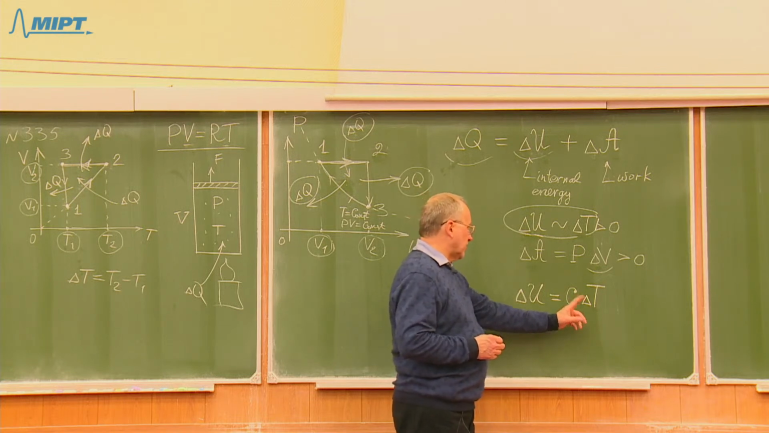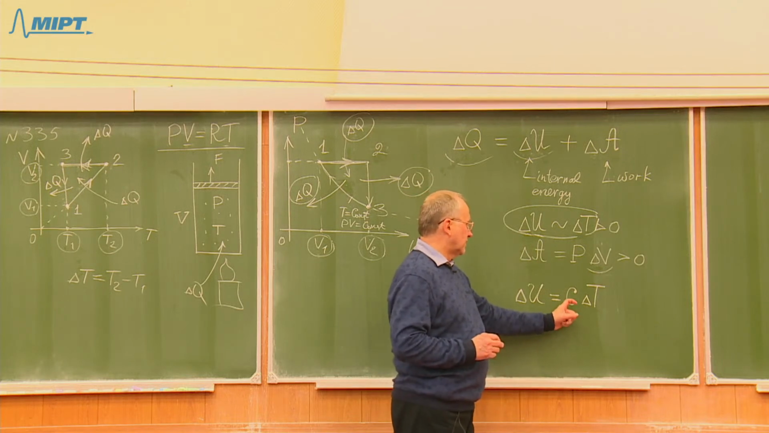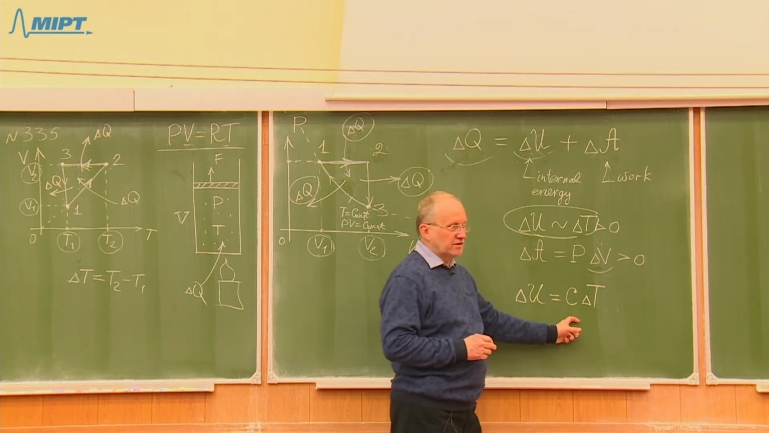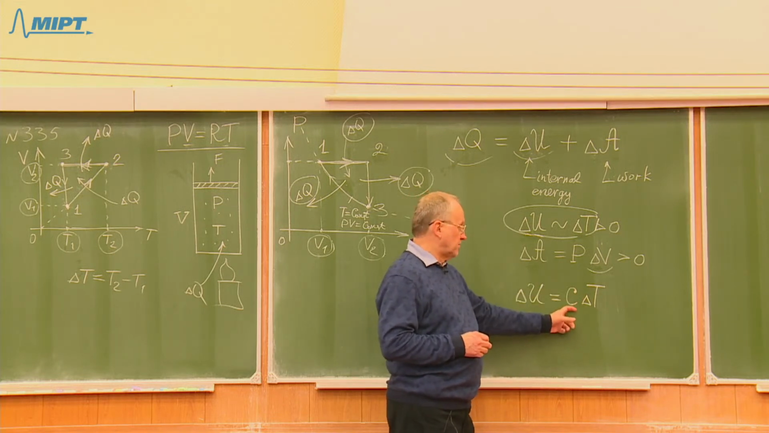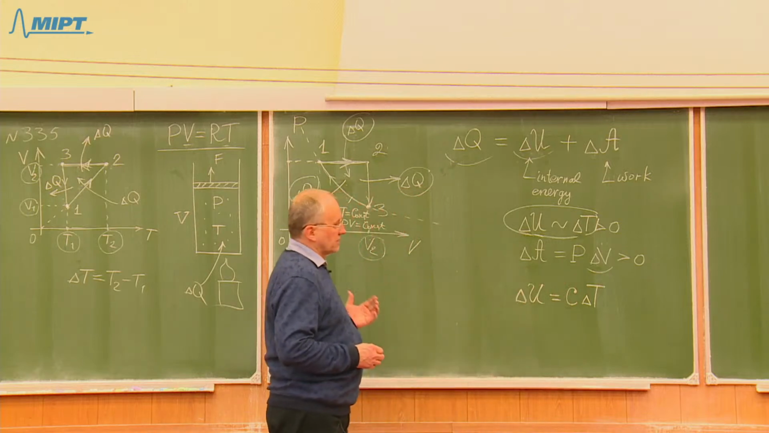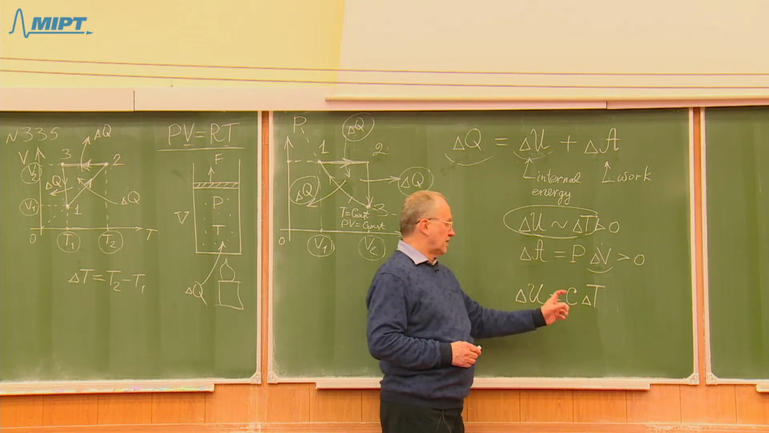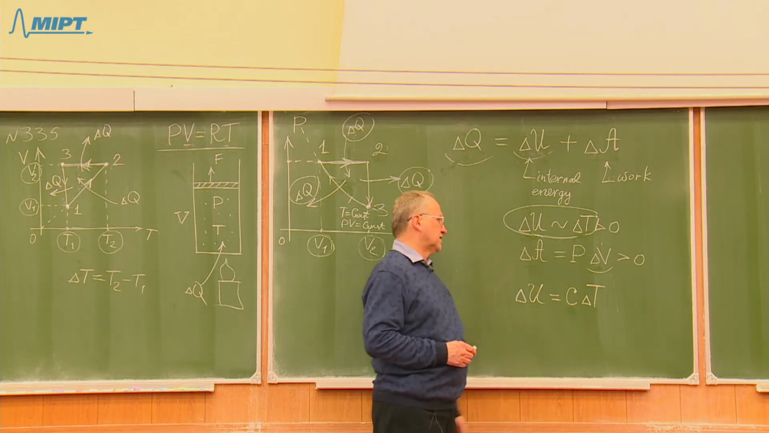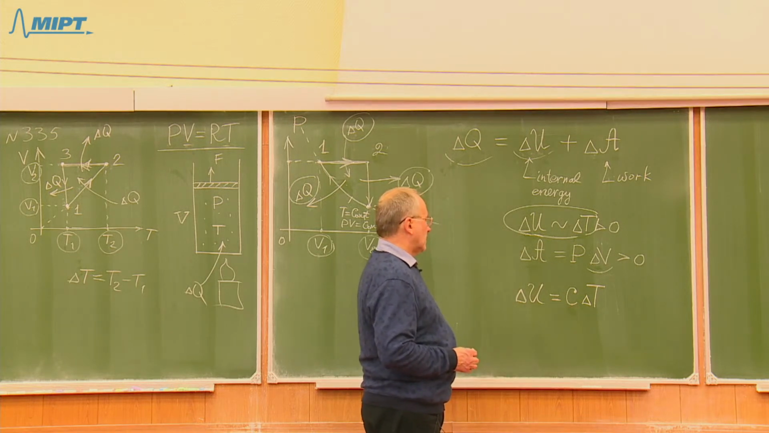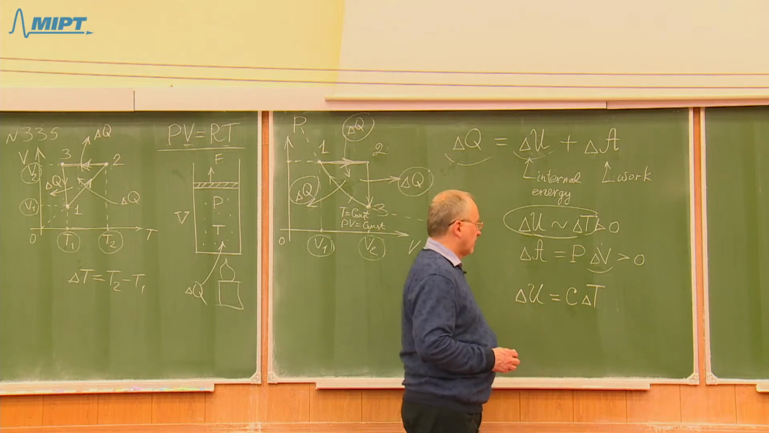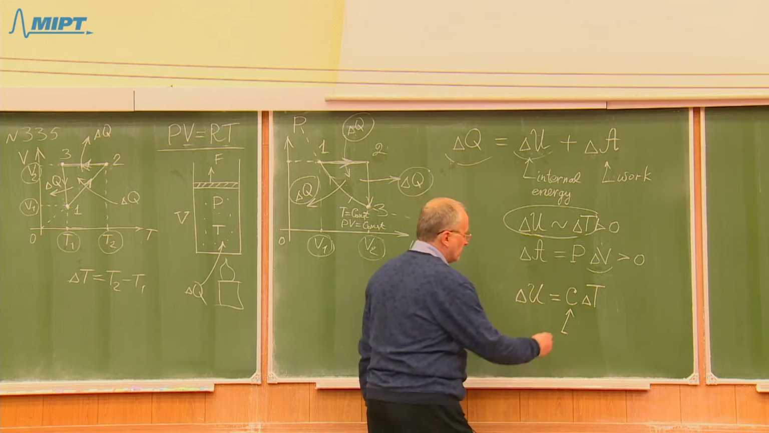But if the temperature of the gas, or of any object, changes a lot, then this coefficient of proportionality may change. It may depend on temperature, and sometimes it does. But as far as the ideal gas is concerned, and the problems which we consider here, this coefficient of proportionality is constant. That is the simple case of an ideal gas, when C is constant for a small change of temperature. This coefficient of proportionality is called heat capacity.